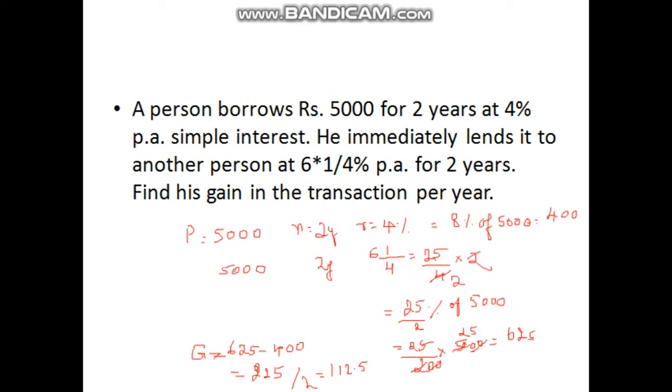Now, you will have to subtract, because second SI would obviously be greater, because he has given it for a greater rate of interest. So that gain only we'll have to find. We'll subtract both values. First value you get as 400, and second value you get as 625. So when you subtract, you will get 112.5. So that is the gain he got by lending his money at a greater rate of interest. So I hope you understood.